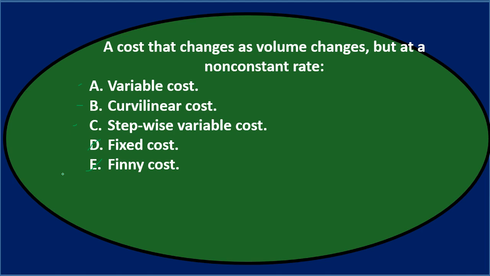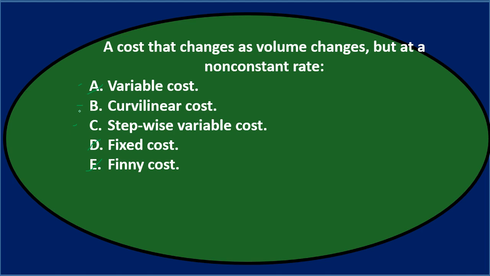A cost that changes as volume changes, but at a non-constant rate. We have variable cost, curvilinear cost, stepwise cost. Now, the fact that it's a non-constant rate would eliminate the variable cost. So we would think these two, the curvilinear and stepwise, have some kind of variable factor to it, but it's something a little bit different than variable. So I'm going to say it's not variable, and then we're going to go curvilinear or stepwise variable cost. And between those two, we're saying it's a non-constant rate.